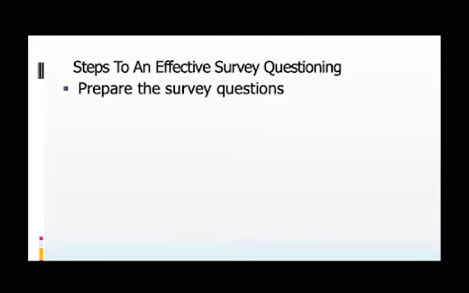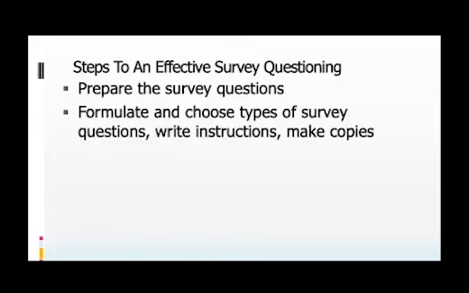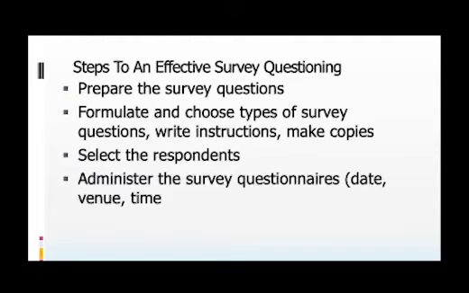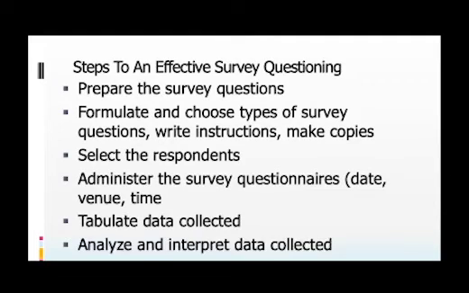Now, what are the steps to an effective survey questioning? You prepare the survey questions: you formulate, choose the types of survey questions, write instructions, and then make copies. Select the respondents, administer the survey questionnaire, taking note of the date, the venue, and the time, and tabulate the data collected, and then analyze and interpret the data collected.